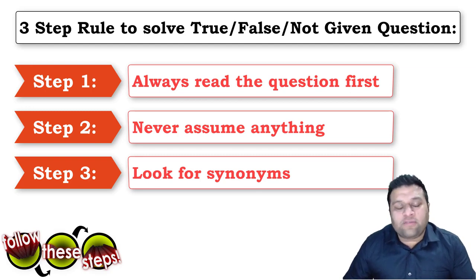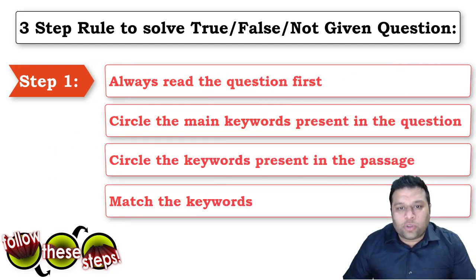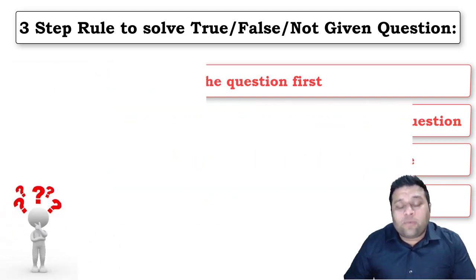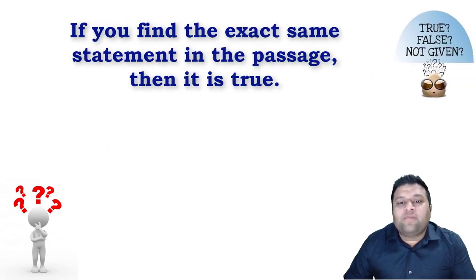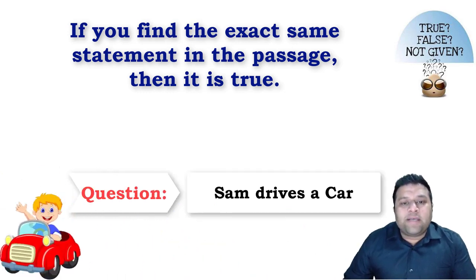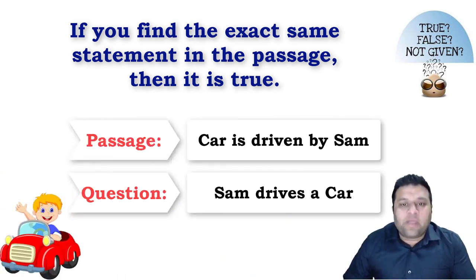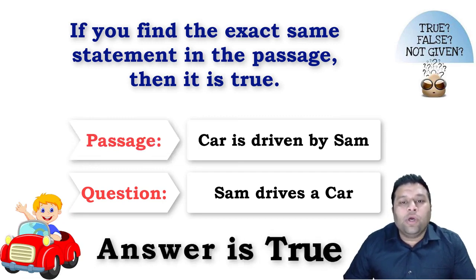We're going to be using these 3 steps to solve any question from anywhere in the world and you'll get the answers right. So guys, let's try this. It says always read the question first, circle the main keywords present in the question, circle the keywords present in the passage and then match the keywords. So guys, let's understand what is true, what is false, what is not given. You find the exact same statement in the passage. For example, the question says Sam drives a car and the passage says car is driven by Sam. That's the same thing. The answer is going to be true.